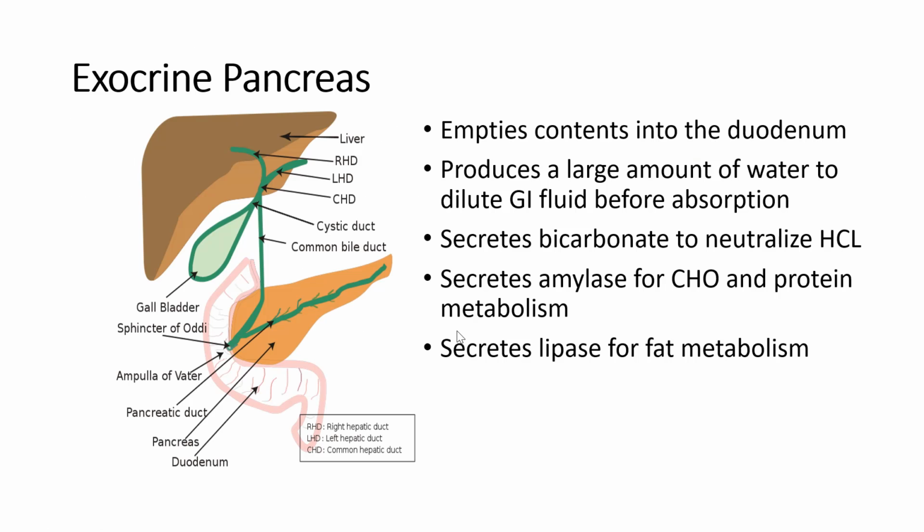And here we'll talk about the pancreas next. Don't forget, the pancreas is referred to as an exocrine gland because it produces fluids. It produces amylase and lipase that is secreted into ducts, right? That's the function of an exocrine gland. So it empties contents into the duodenum and produces a large amount of water to dilute GI fluid before absorption. It secretes bicarbonate to neutralize hydrochloric acid. It secretes amylase for carbohydrate and protein metabolism. And lastly, it secretes lipase for fat metabolism.